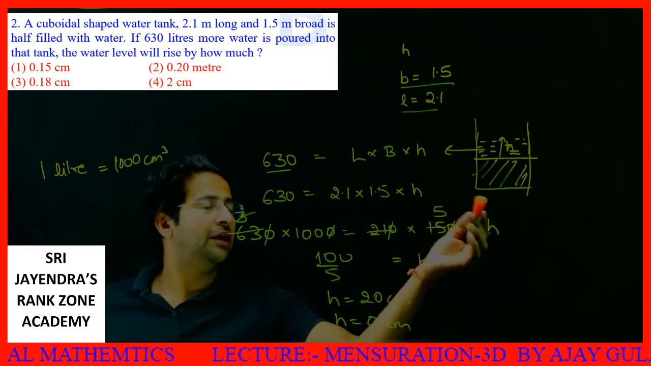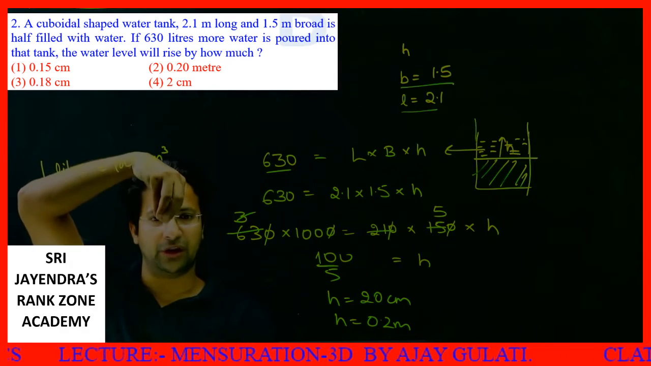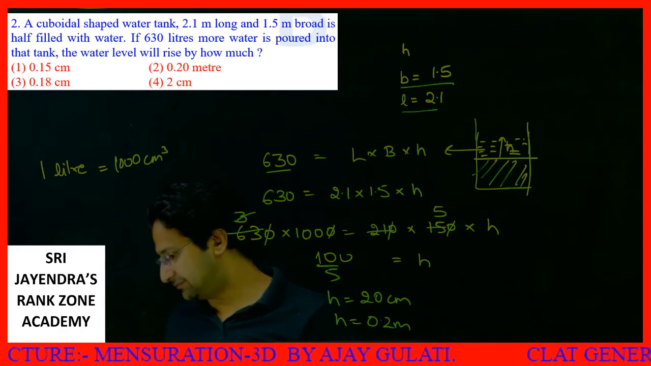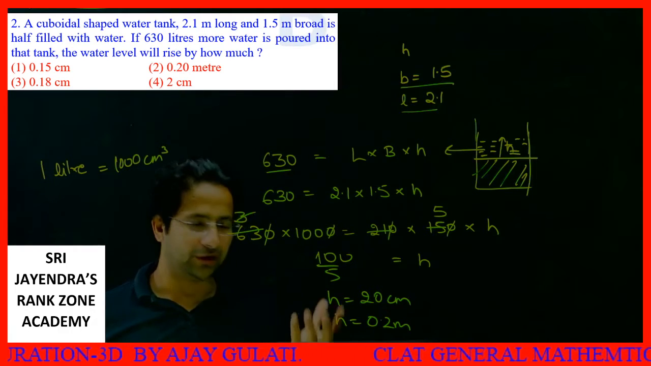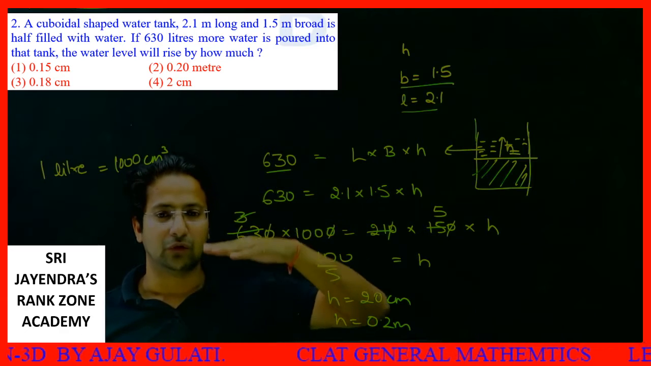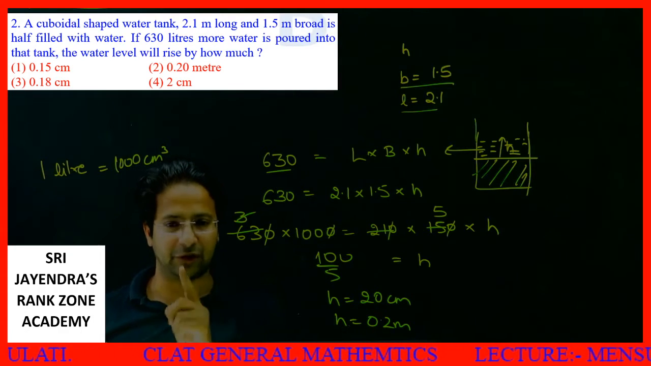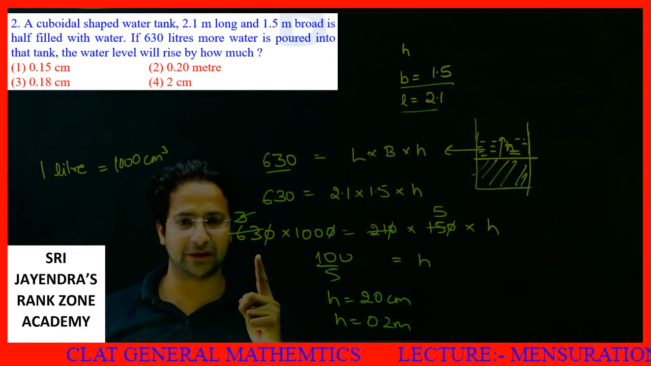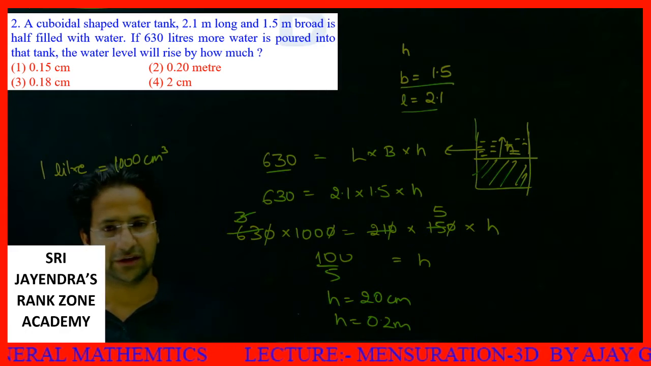What will happen when I pour in some water? Do I have a rectangular box? No, I don't have a rectangular box. When I pour in some water, the water level will rise. What will be the volume of the water? The volume of the water will be, first of all, dimension of the container, that is length into breadth, then height. So LBH, this LBH will be equal to 630.